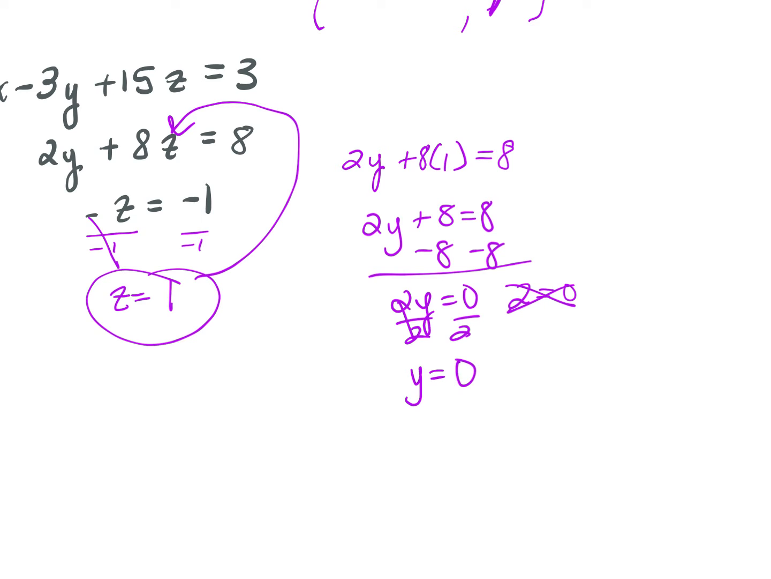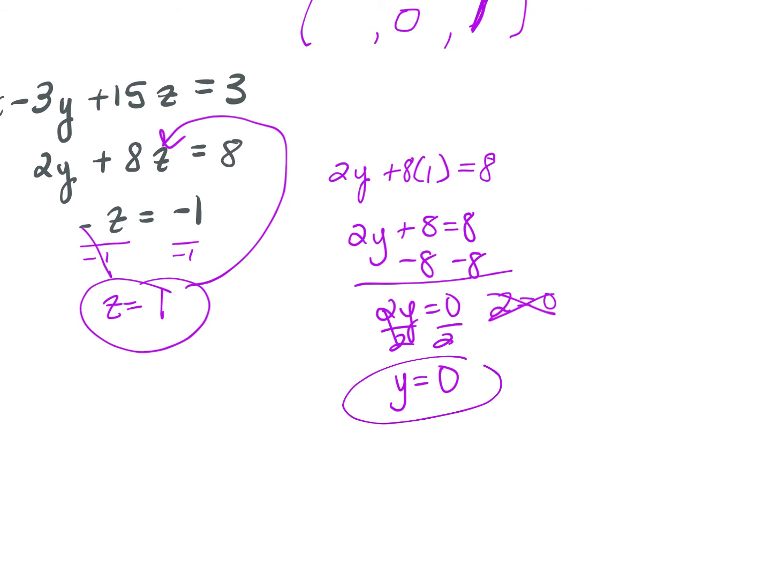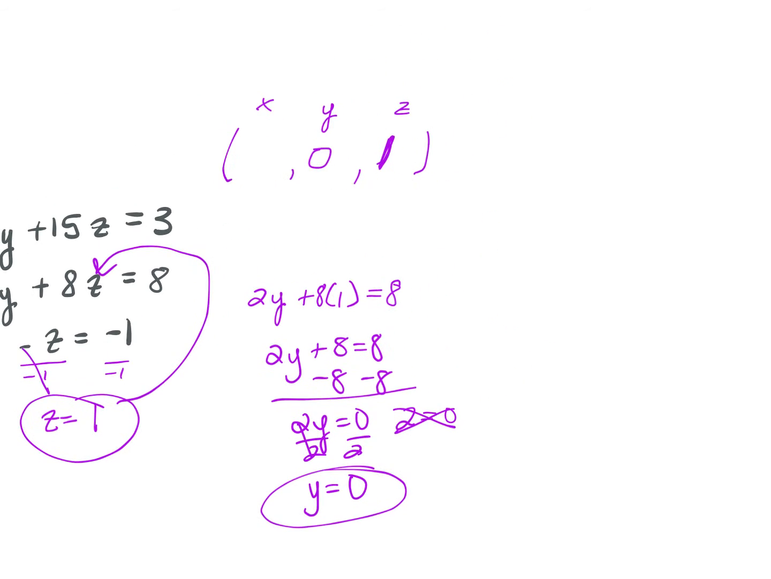That is an okay answer. You can have the variable equal to 0. So my y value here is 0. Now I'm going to take this y value and my z value, plug them into the top equation, and figure out what x is.